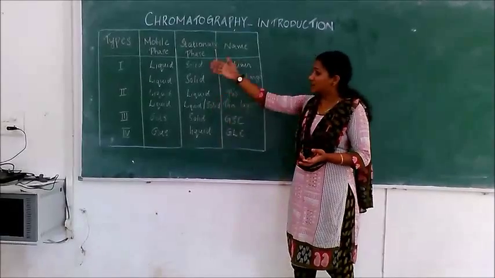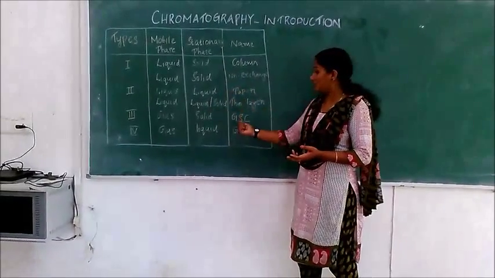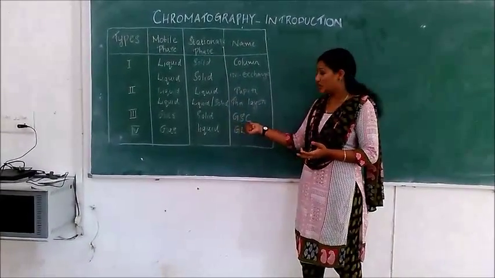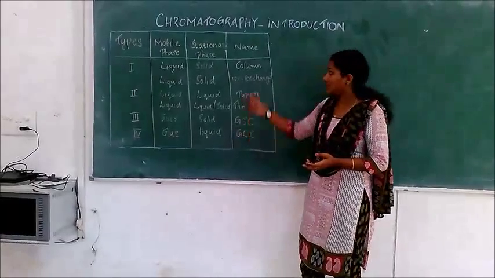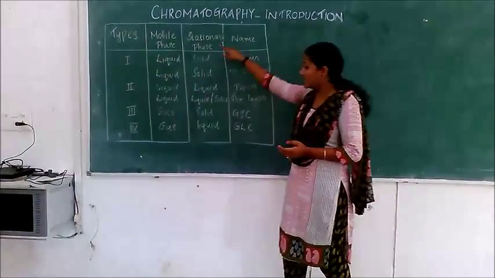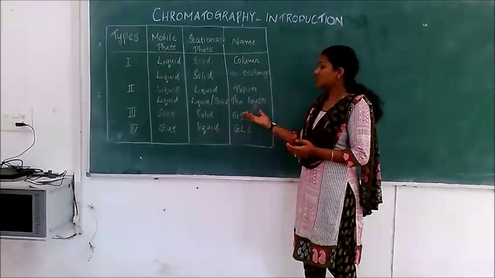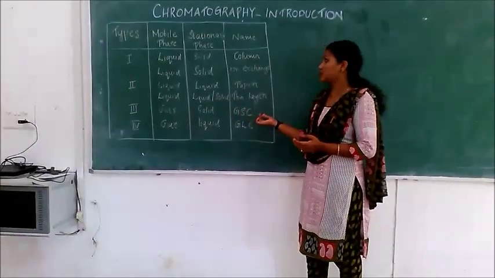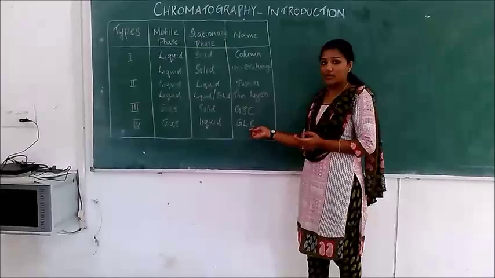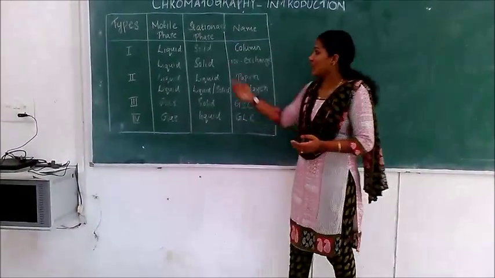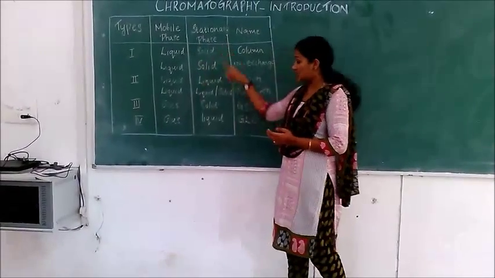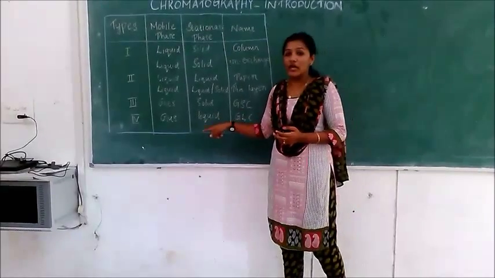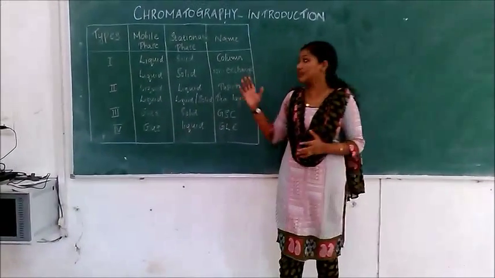And then the other, type 3 chromatography, is gas solid chromatography or GSC. The mobile phase is gas and the stationary phase is solid. So it is known as gas solid chromatography. In gas liquid chromatography or GLC, the mobile phase is gas and the stationary phase is a liquid. Thus we have come to an end of the types of chromatography.